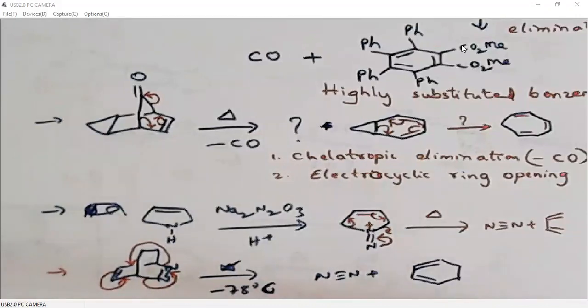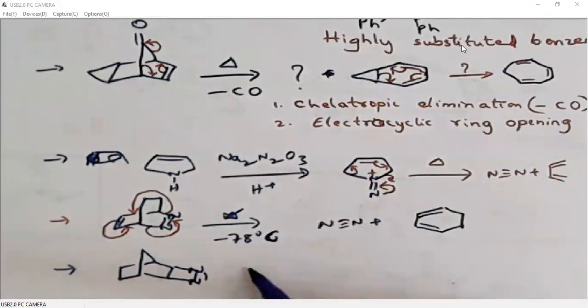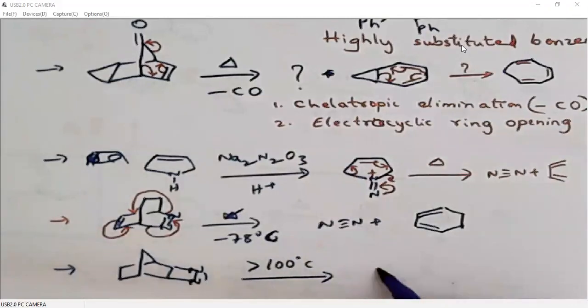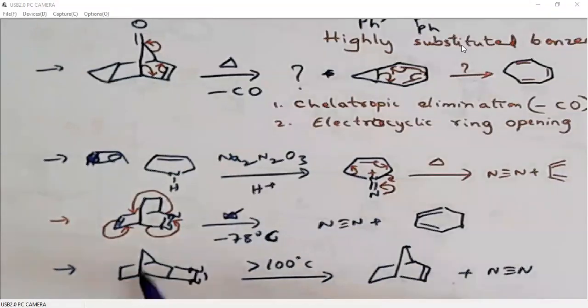Not only dienes, we can also generate a dienophile. For example, when we have this bicyclic system with nitrogen, nitrogen, then under thermal conditions, it is possible to expel this nitrogen, and we can generate a double bond here. So we can generate a diene or a dienophile in situ.